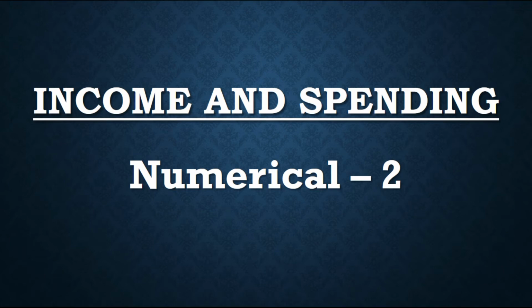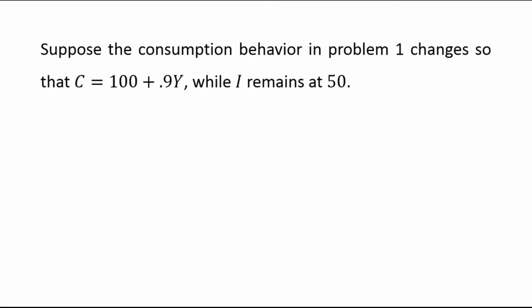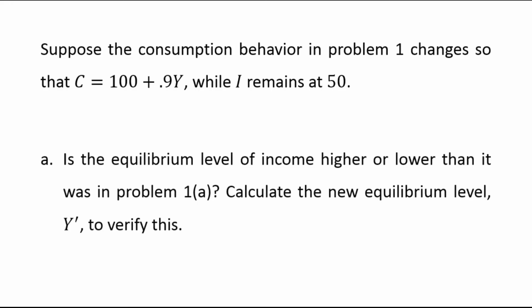Hello students, today we are going to start with numerical 2 of chapter number 9, income and spending. Suppose the consumption behavior in problem 1 changes so that C equals 100 plus 0.9y while investment remains at 50. First part: is the equilibrium level of income higher or lower than it was in problem 1a? Calculate the new equilibrium level y dash to verify this.